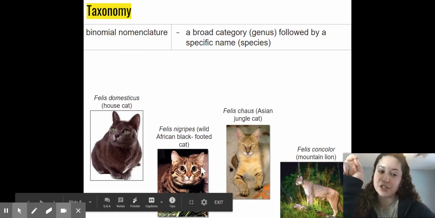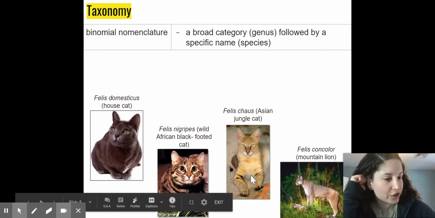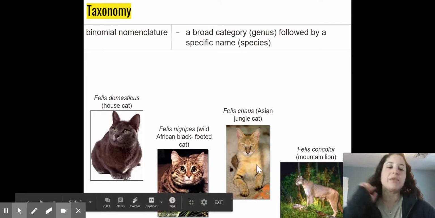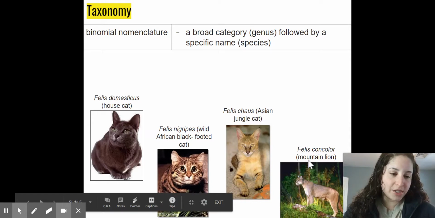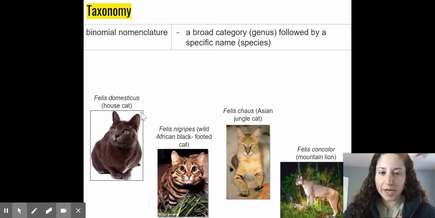So it looks cute, but it's dangerous. You can have Felis chaus, which is the Asian jungle cat. So again, it looks cute, but definitely dangerous. And then Felis concolor, which is your mountain lion, definitely dangerous. All of them are a type of cat, but each one has a specific species name.